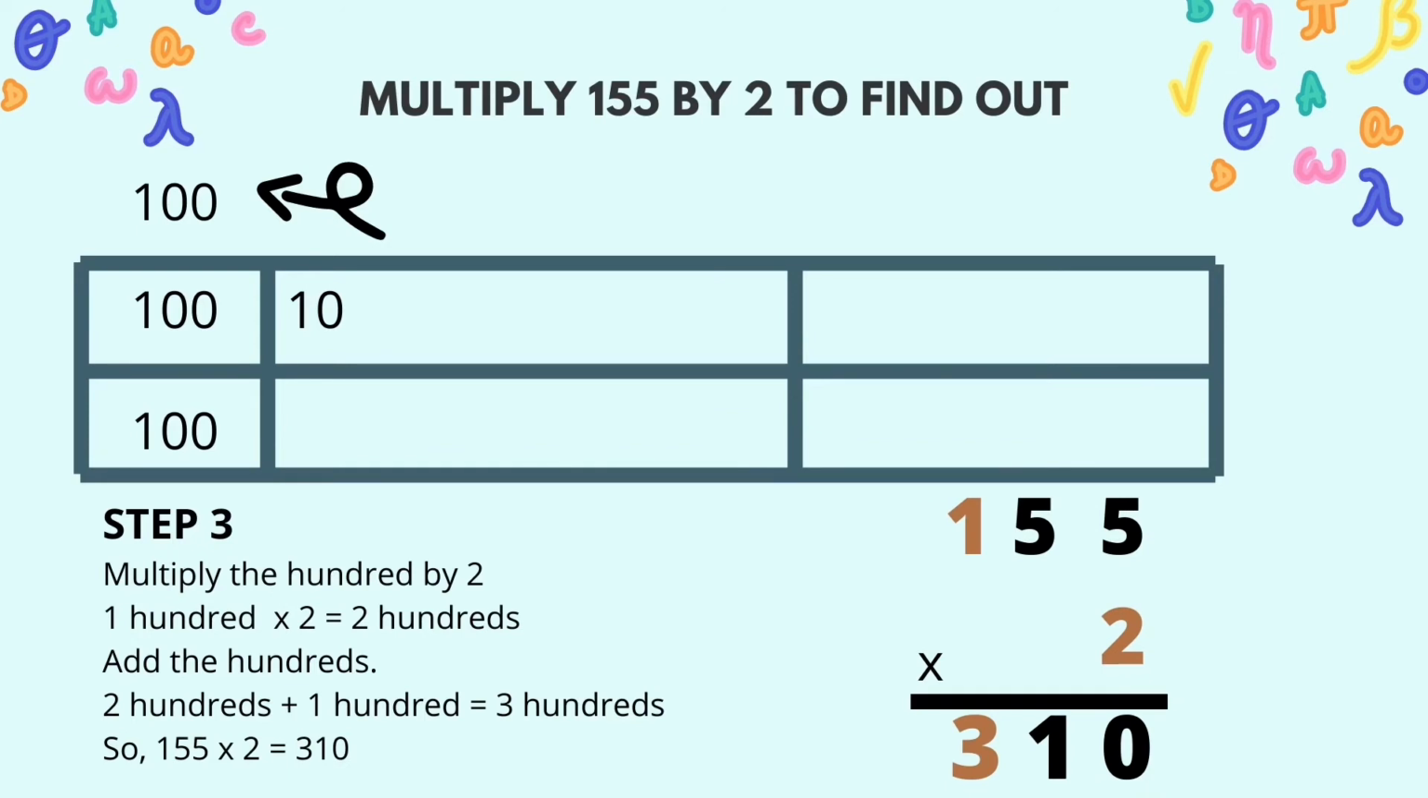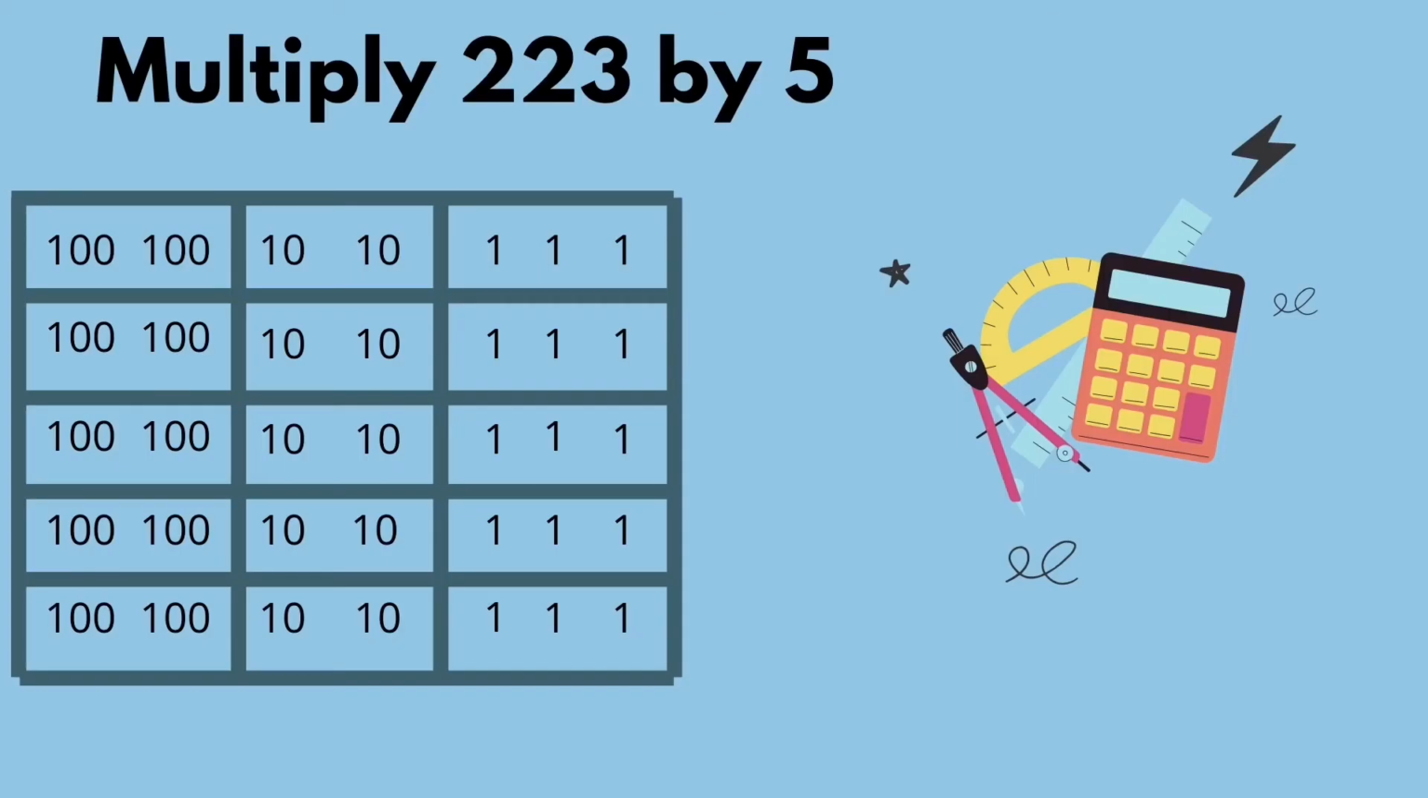Step 3, multiply the 100 by 2. 100 times 2 is 200. Add the 100, 200 plus 100 is 300. So, 155 times 2 is 310. Kita taruh angka 3 di bawah angka 1, karena angka 3 itu hasil akhir dari ratusan. Next, multiply 223 by 5.